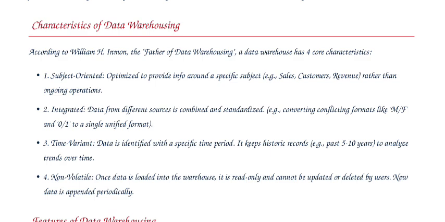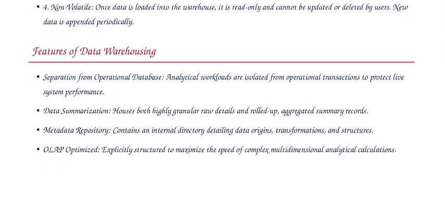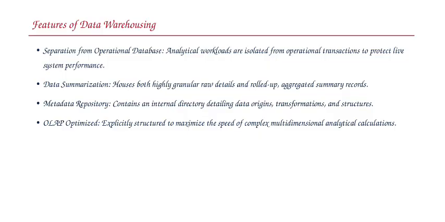According to William H. Inman, the father of data warehousing, a data warehouse has four core characteristics, which I have stated now. They are subject-oriented, integrated, time-variant, and non-volatile. The features are separation from operational database, data summarization, metadata repository, and OLAP optimized.